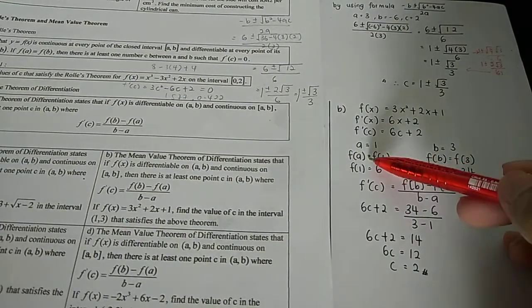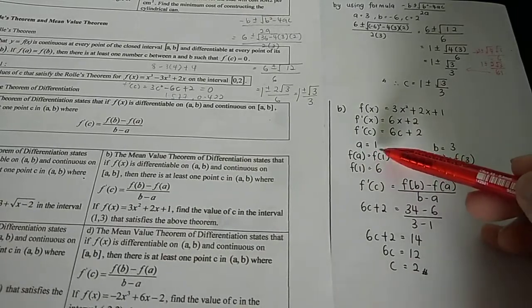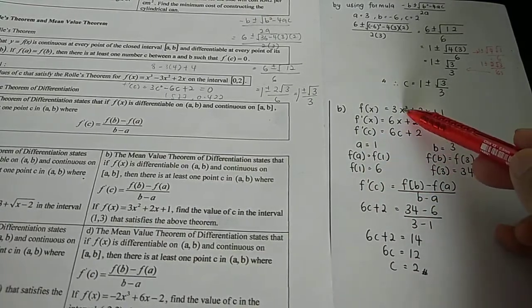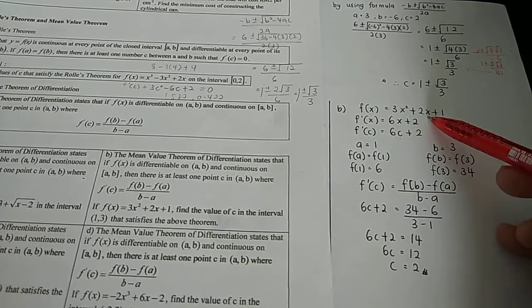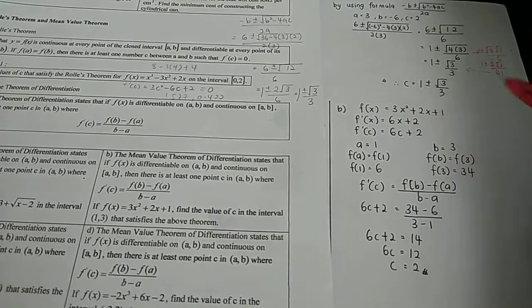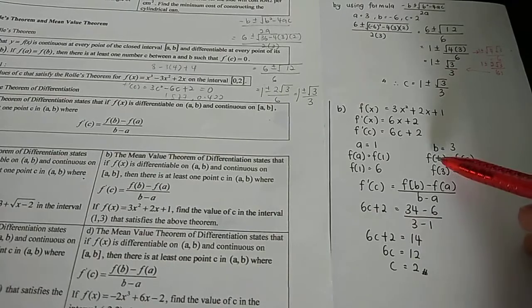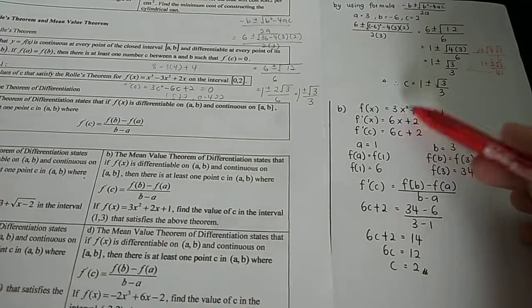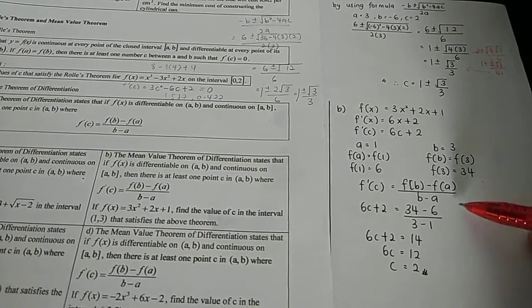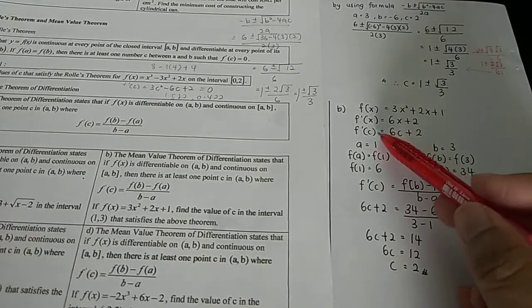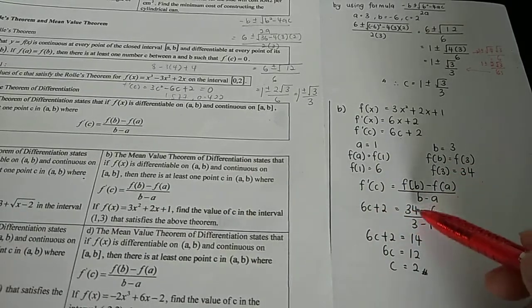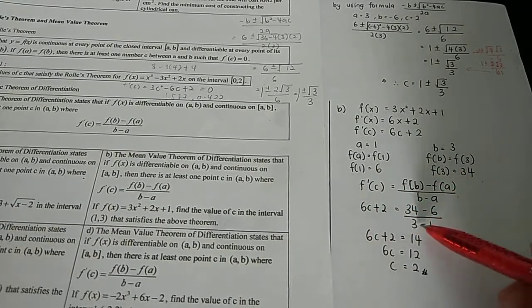Okay, so f(a) equal to f(1). Okay, gantikan x tadi dengan 1, so awak dapat f(1) dia adalah 6 kat sini. So 3 times 1, 3 plus 2 times 1, 2, so plus 1 dapat 6. So b equal to 3. So f(b), which is f of 3 lah. So gantikan x tadi dengan 3, so awak akan dapat 34. Masukkan dalam formula. So f prime c tadi 6c plus 2 equal to 34 minus 6 over 3 minus 1.